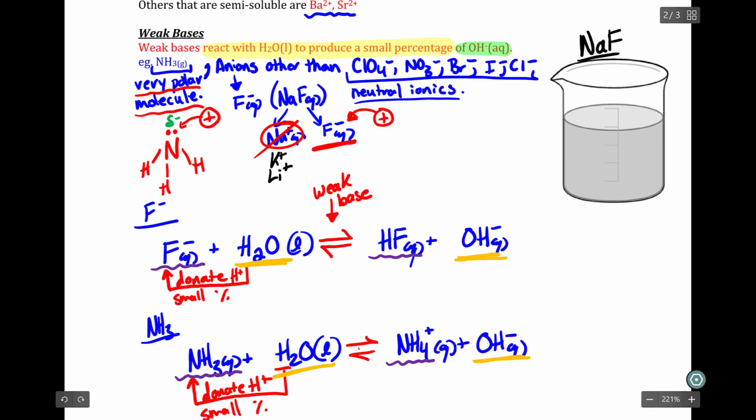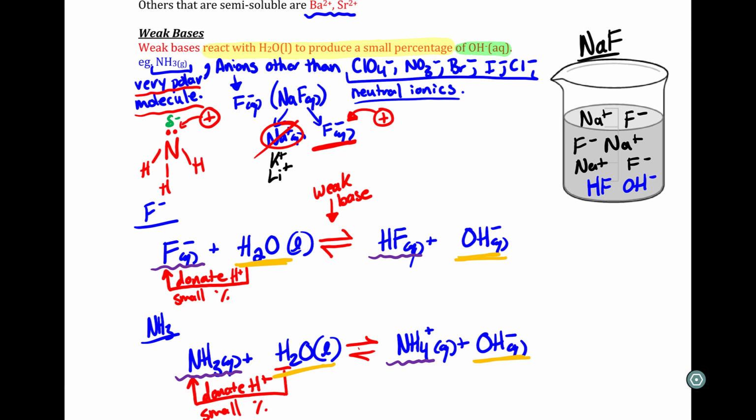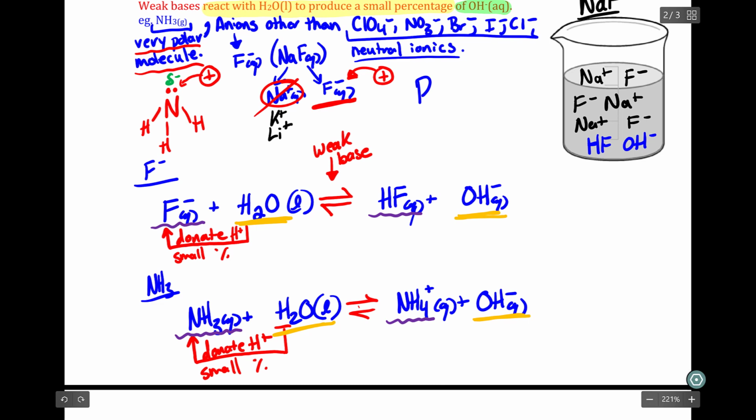There would be no NaF together because it's highly soluble. You would have Na plus and F minus, and you'd have lots of that kicking around the beaker. But on occasion, you will find an HF and an OH minus, but in a very low percentage. So here, our reactants are the major species. And this is true for all weaks.